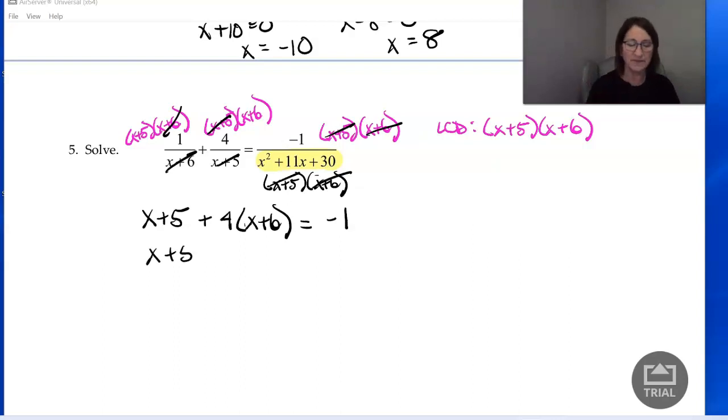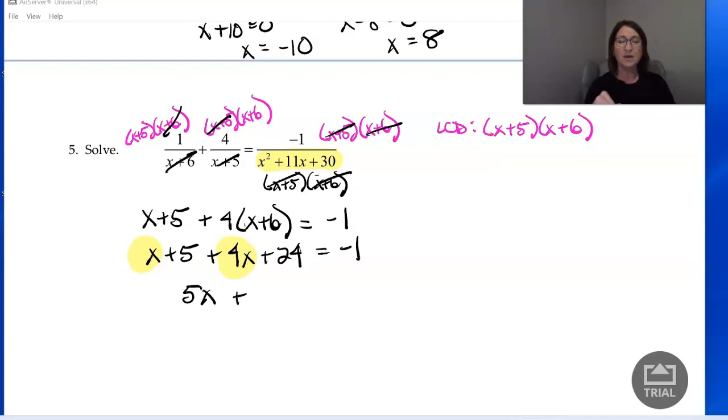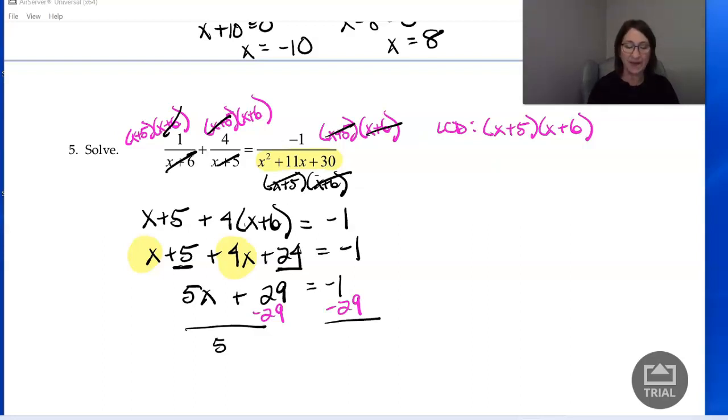So I've got x plus 5 plus 4x plus 24 is equal to negative 1. So 1x plus 4x gives me 5x. 5 plus 24 gives me 29. I'm going to subtract 29 from both sides. So now I've got 5x equals negative 30. Divide by 5. X equals negative 6.